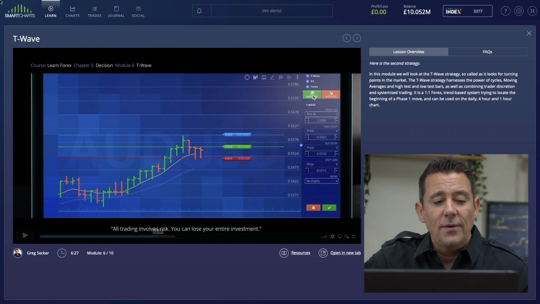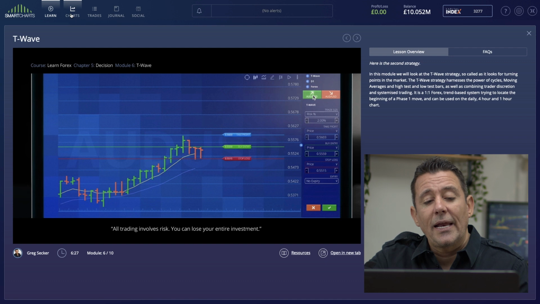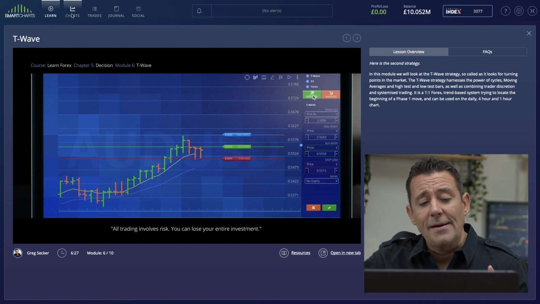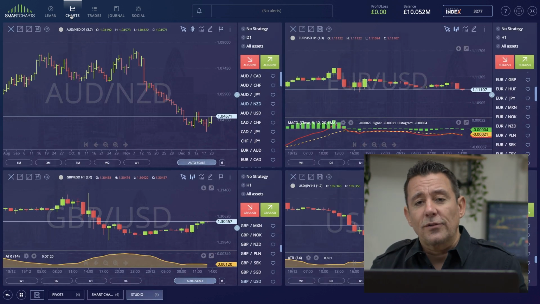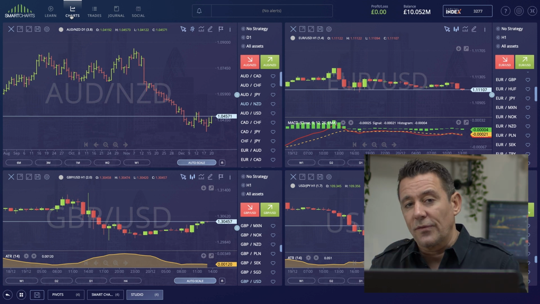So what we now do is we take a look back at the Smart Charts screen and we click on charts. That's the next icon along from the learning area. And that'll bring up my 4-screen layout. Now, the reason I look at 4 screens simultaneously is I can run different strategies on different screens and I can look at all sorts of things simultaneously.